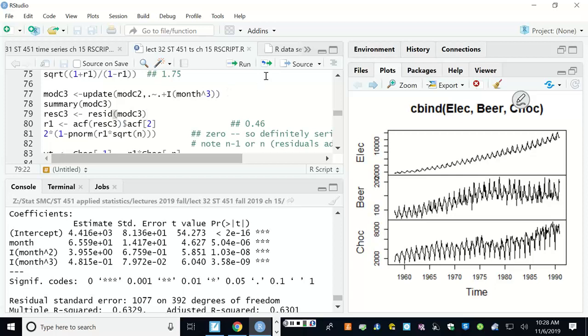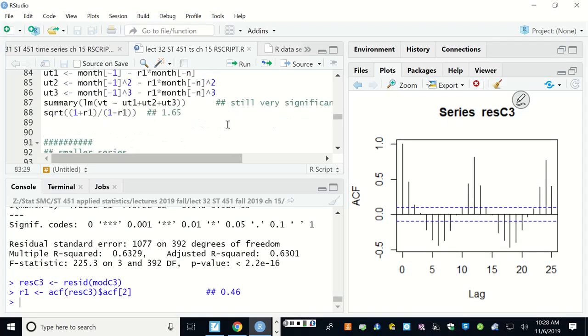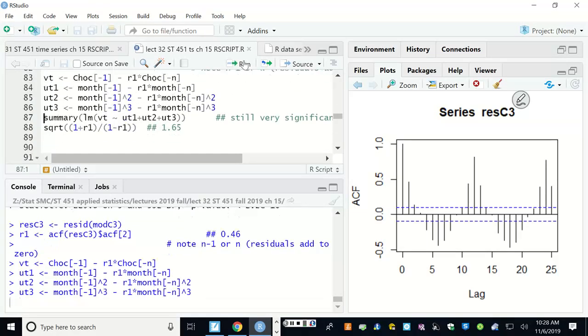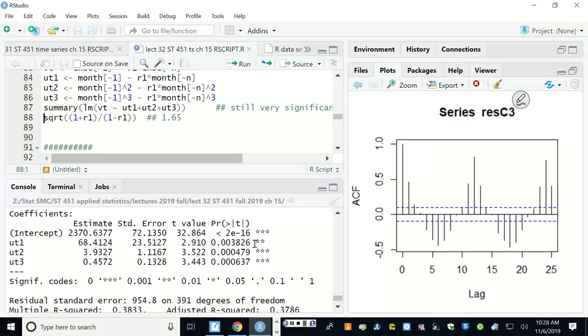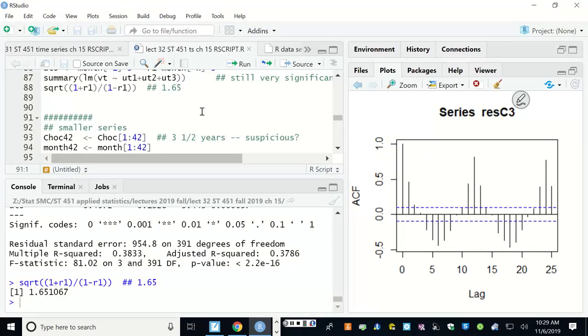right? The autocorrelation coefficient on that model, on the residuals there, is this 0.46, right? And if we filter not just month, but month squared and month cubed, they're still significant, but the p-values have come down a lot. So it's still significant, but does make an adjustment for that.